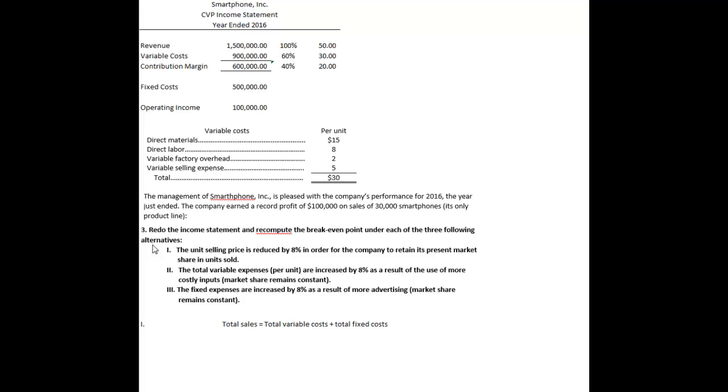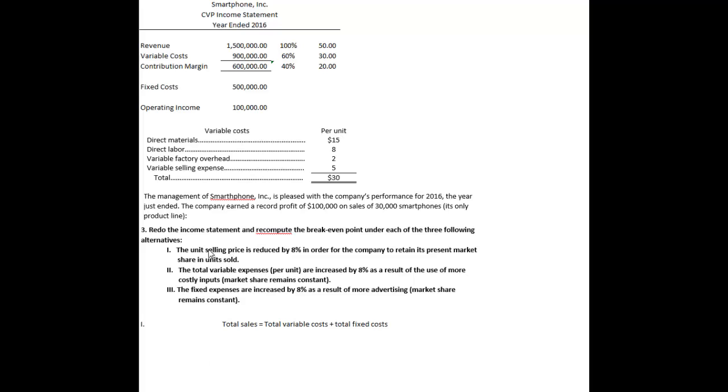So what's happening in this third requirement is we're starting to change some things, and we're just trying to look ahead and see what's going to happen to profit if we make certain changes to our pricing and revenue structure. So the first thing they say is let's go ahead and recompute the break-even point under each of the three following scenarios.